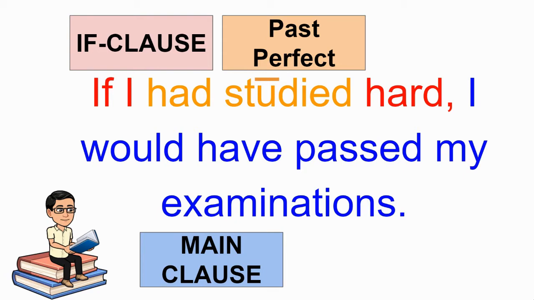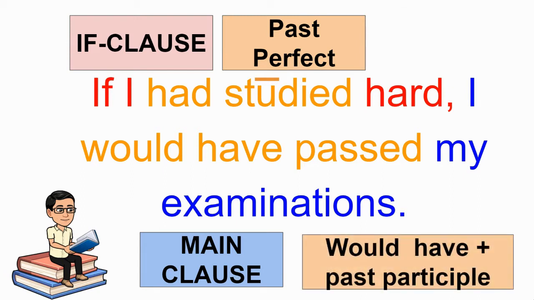How about in the main clause? What is the verb? Wonderful! The verb is would have passed. We follow this pattern, would have plus the past participle of the verb. Let's proceed to our next slide.